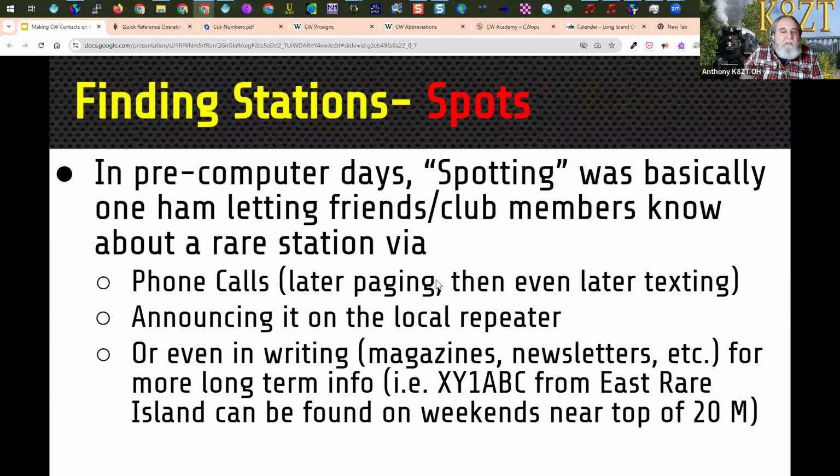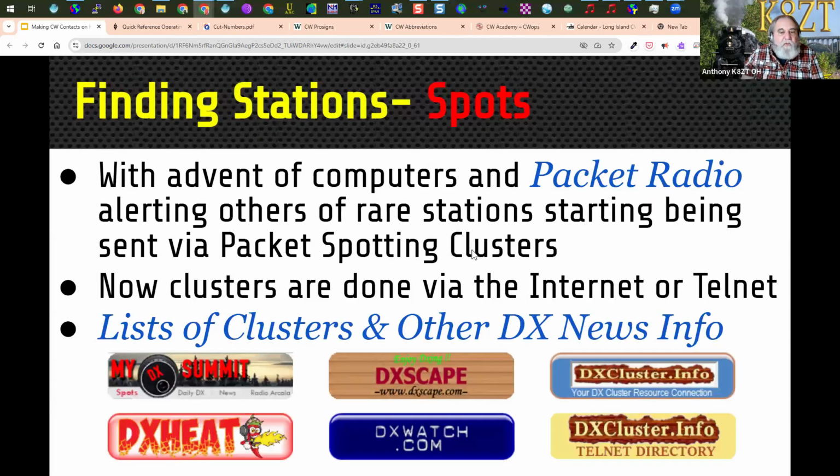In pre-computing days, spotting was basically one ham letting fellow club members know by either phone calls or pagers or texting or announcing it on the local repeater, or you might find long-term spotting information in writing. There's in magazines, but there's also a number of DX bulletins that come out weekly telling you what bands and what frequency stations are operating on. So these can also help you to find where you're looking for stations. Here's a bunch of information on the DX clusters. I have links. You can click on each of these for more information, and it'll take you out and give you a lot more information.